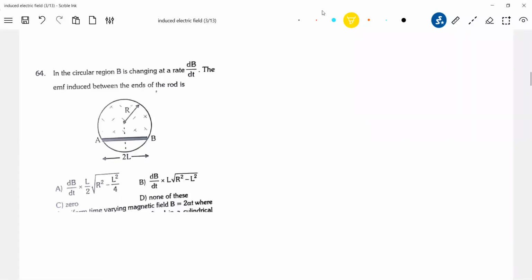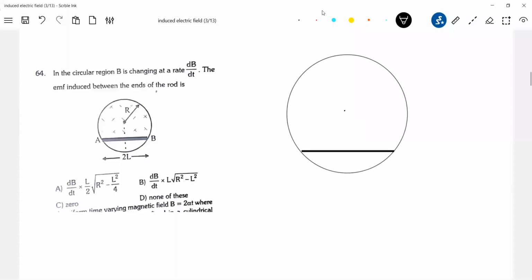Now this is the circle, with B bar, and there's a rod which is placed here. Only the EMF induced across that rod is asked now. So this should be A, this is B, this is O. What can be this length? This is R. This is equal to R. B bar is everywhere into the page, confined to the circular region.